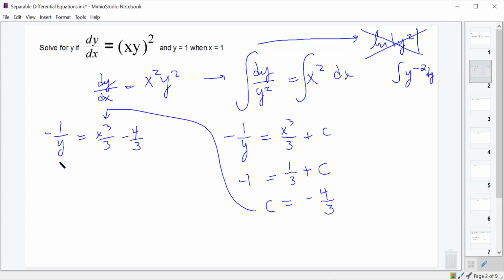Okay. And we also need to divide by a -1 or multiply by a -1. So let's write this as 1 over y equals negative x cubed minus 4 over 3. And now, since we have a single fraction over here, we can take the reciprocal. We get -3 over x cubed minus 4. Good or no?